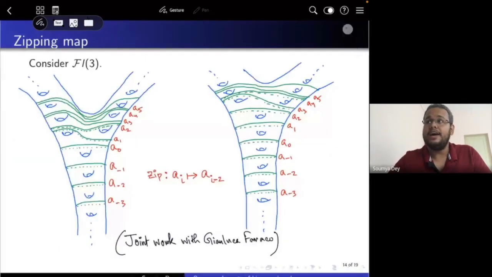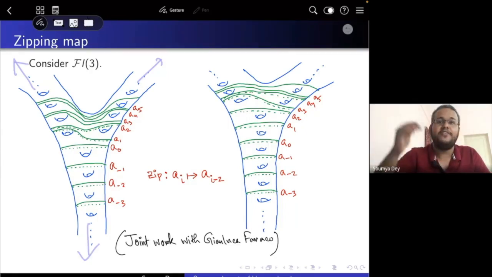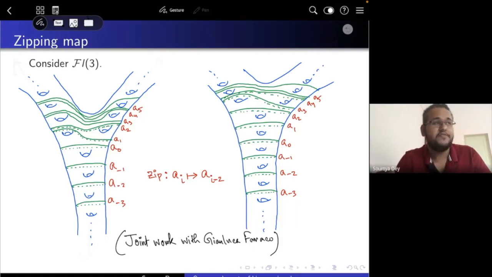Let me go over to the last section of my talk, in which I'll talk about ongoing work with Gianluca Faraco. We have defined some elements in the mapping class group of a flower surface with 3 ends. Basically this is our surface. In the ladder surface you have 2 ends, one going above and one below. In this case you have 3 directions where you have infinite genus. Now for such a surface, which we call FL3, the flower surface with 3 ends, we have defined some map which we are calling the zipping map. So what is the map? Let me just define it.